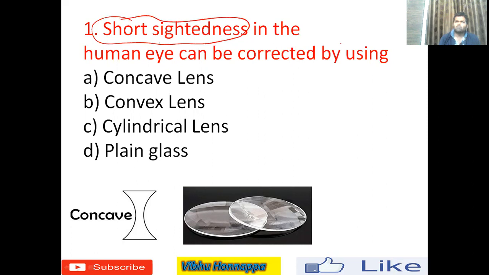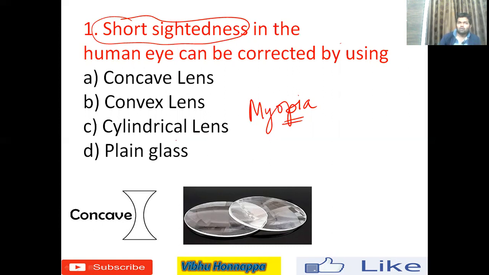It is one of the common human eye defects. Generally we call it myopia, the scientific name. Short-sightedness means the person can see things which are lying closer to him, but he cannot see things which are far away. For example, something is written on the blackboard, I cannot see that, but what is in my textbook, I can read it.